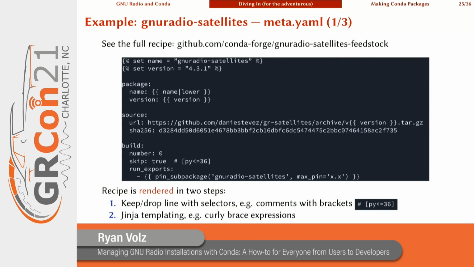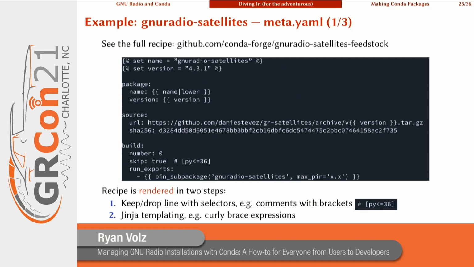And another key takeaway here is that a recipe is rendered in two different steps. So the first step is to either keep or drop a particular line based on selectors. And you can see one of these selectors in the third to bottom line, which is that comment followed by some brackets and an expression. So if that expression is true, then that line is kept. And if it's false, then that line is deleted from the recipe.